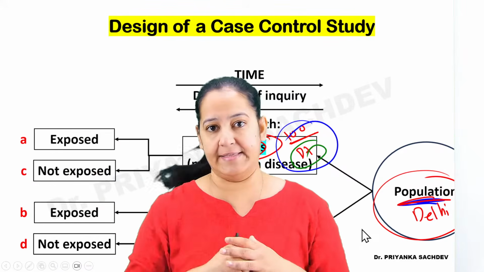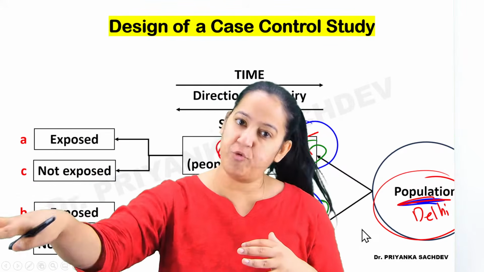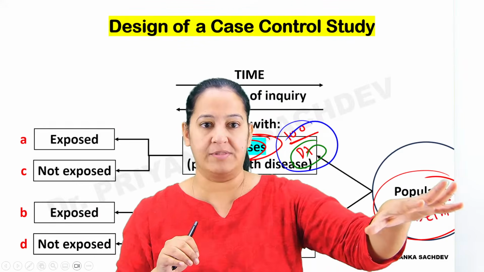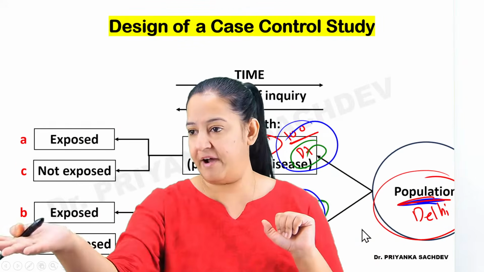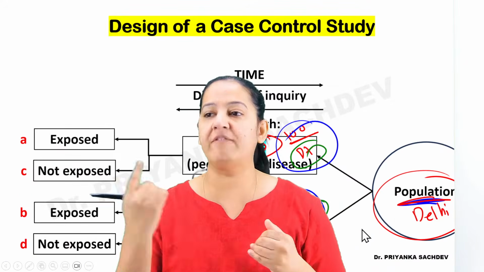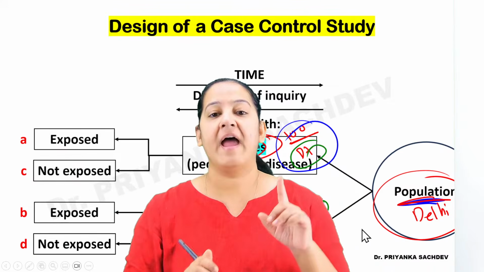These are the 100 cases standing in front of me. They all have lung cancer. They have proven that they have lung cancer. Okay. And these are the 100 controls. They're also standing in front of me. Here 100 cases. Here 100 controls. Controls don't have the disease. Now what I will do, I will call them one by one and ask them.